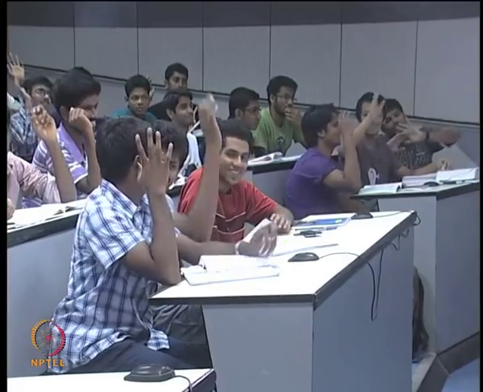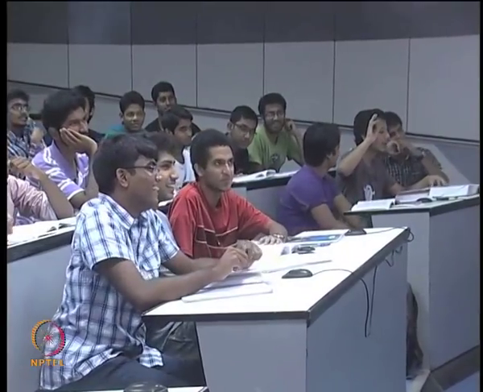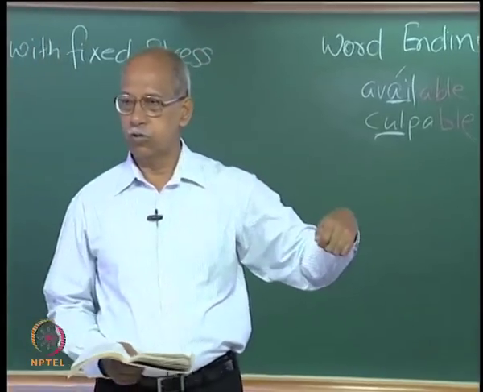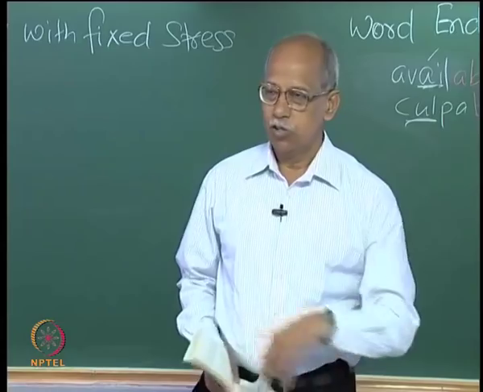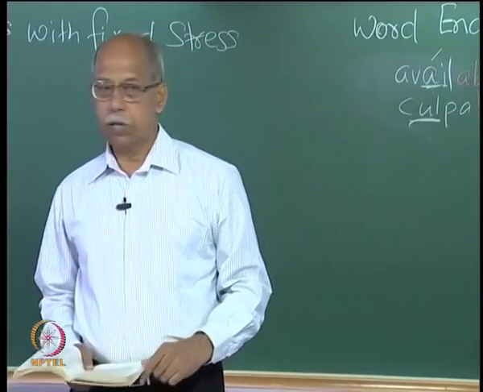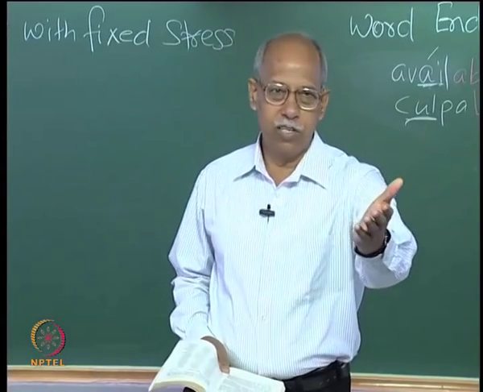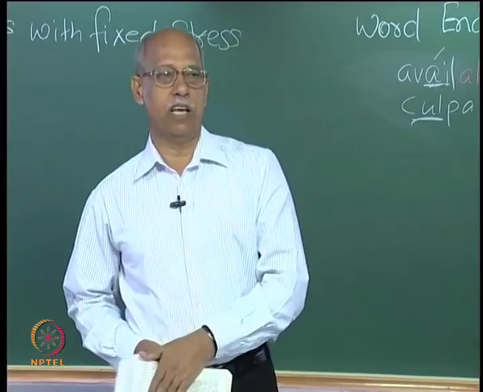2 twos are 4, 2 threes are 6. How did you learn it? Was there a rule? Your mother bribed you, your father threatened you. In some cases, it was the other way around. But doing the drill, today you remember. If I ask you 19 fives are, who will tell me immediately? 95. So it has to be like that.